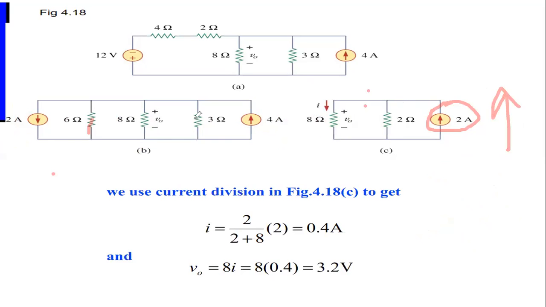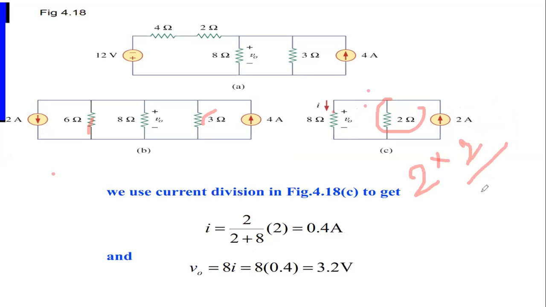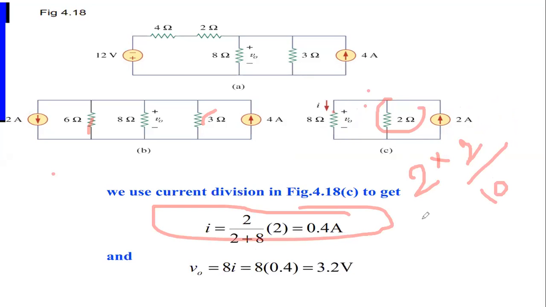We have got 2 ohm resistance from the parallel combination of 6 and 3, and 8 ohm is already there. Now we can apply the current division rule to find the current I. This 2 ampere current will be divided into two parts. I want this one, so I will multiply by the opposite resistance, 2, divided by the total resistance, 8 plus 2, that is 10. So you will get 0.4 ampere.